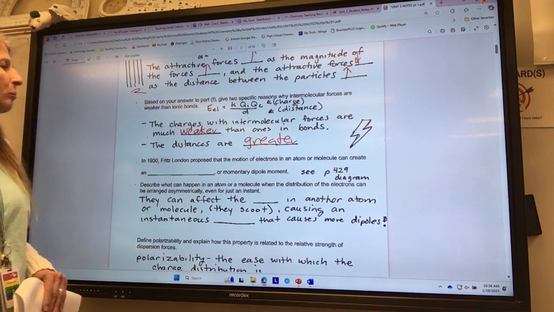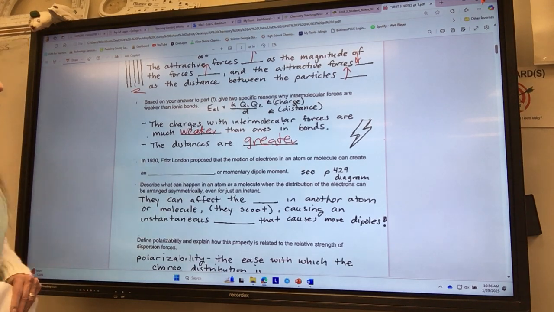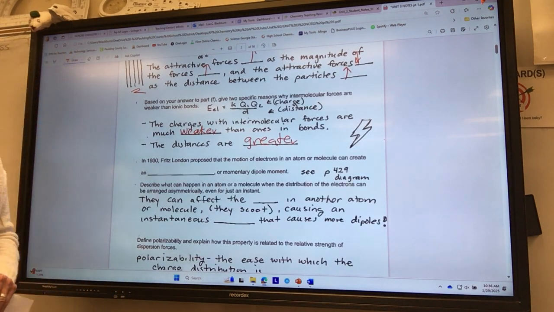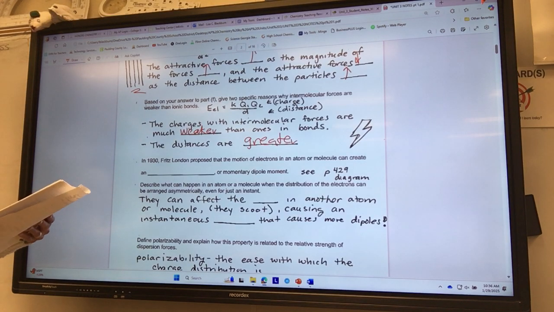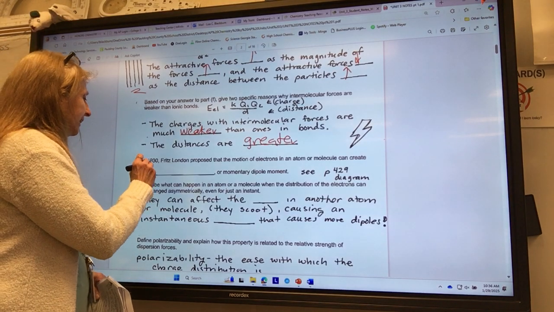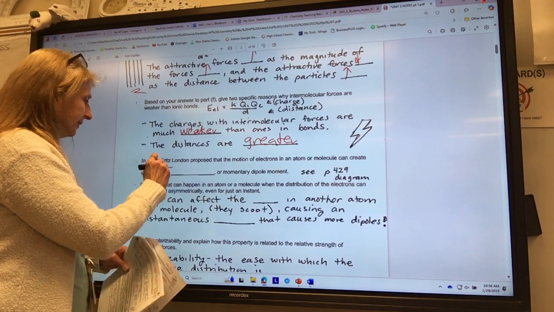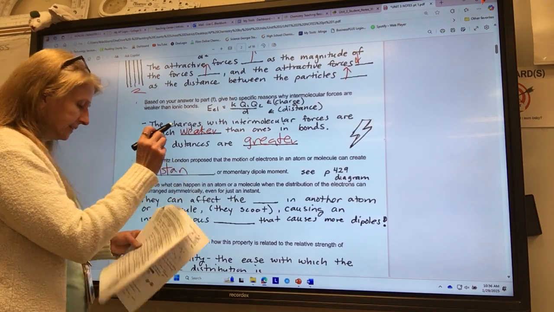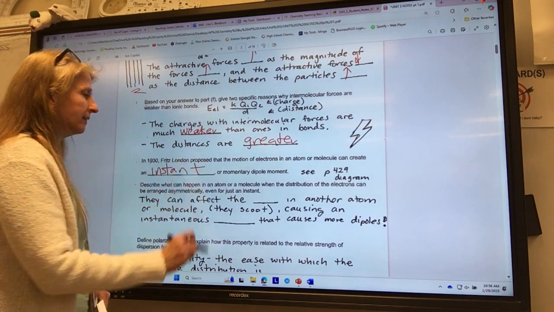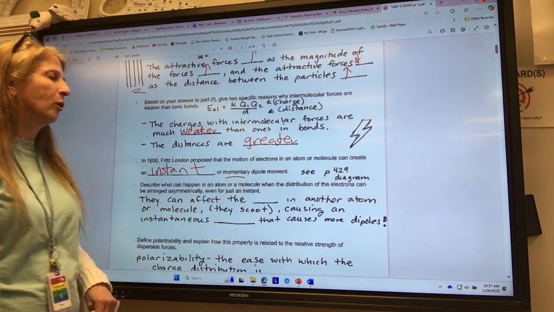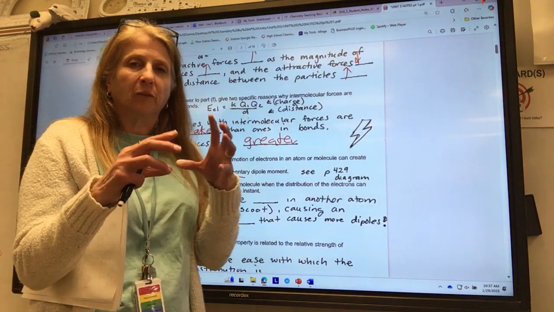Fritz London proposed, it'd be funny if it was London in Atlanta, but I bet it wasn't, proposed that the motion of electrons in an atom or molecule can create an instant, or momentary dipole moment. Okay, so let me explain that to you.